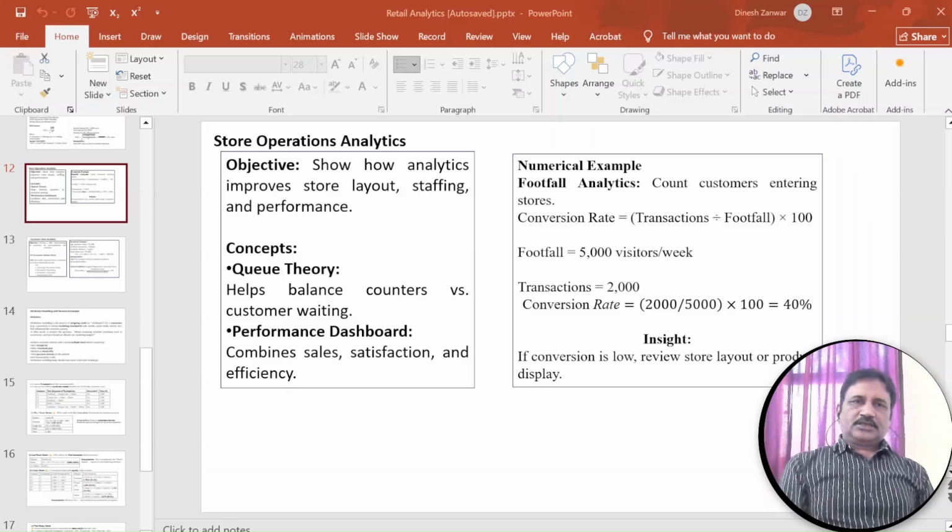Then coming on to customer view analytics. The objective is to develop a 360-degree understanding of the customer for personalization and retention. Whenever the customer enters the store, there is a really interesting concept, CLV, that is customer lifetime value. Customer lifetime value is the net profit expected from the customer over their relationship period. So CLV is equal to average purchase value multiplied by purchase frequency multiplied by customer lifespan, minus acquisition cost.